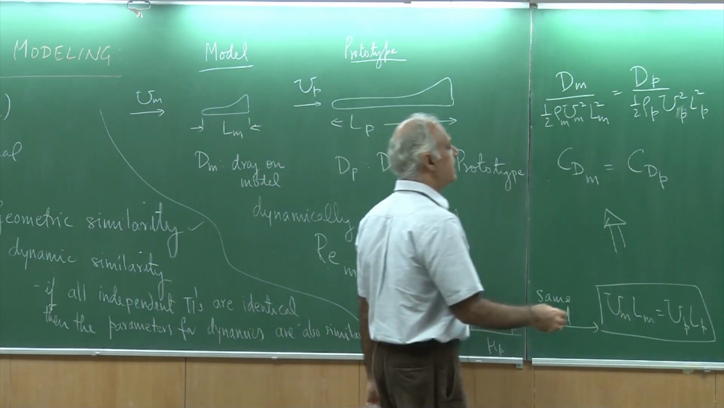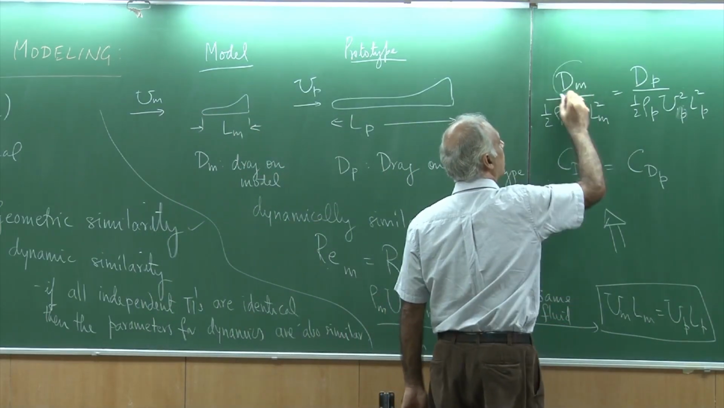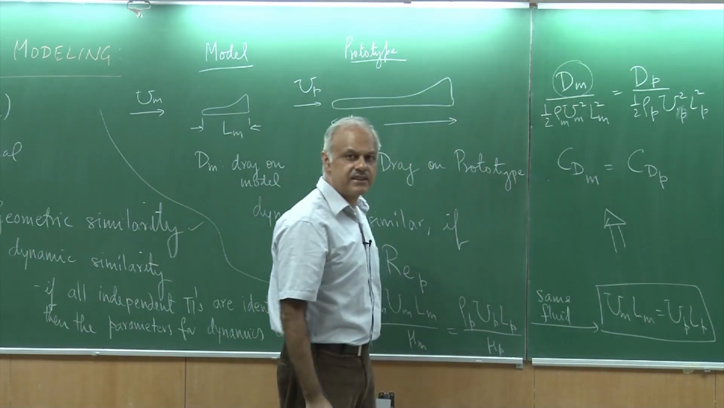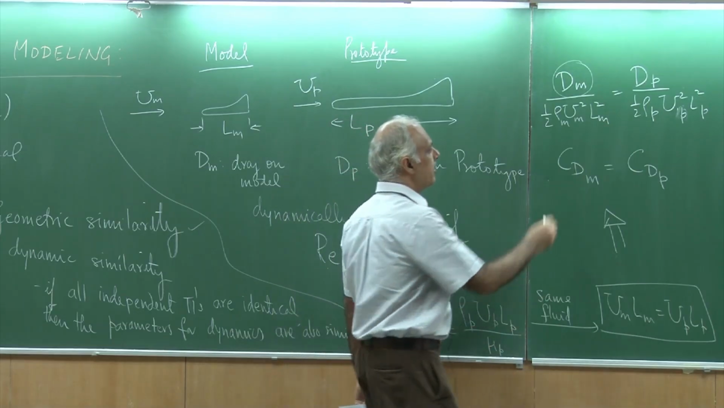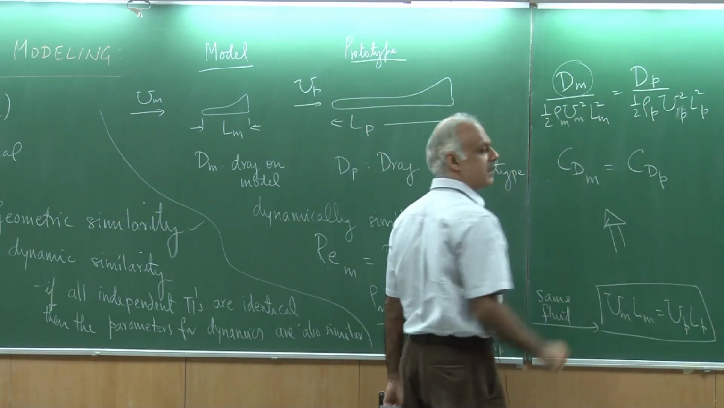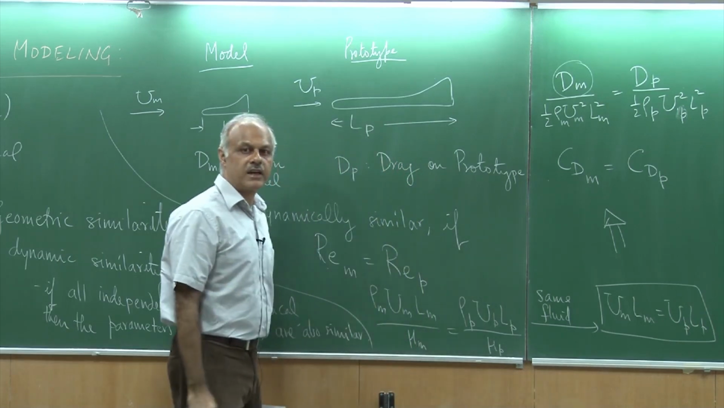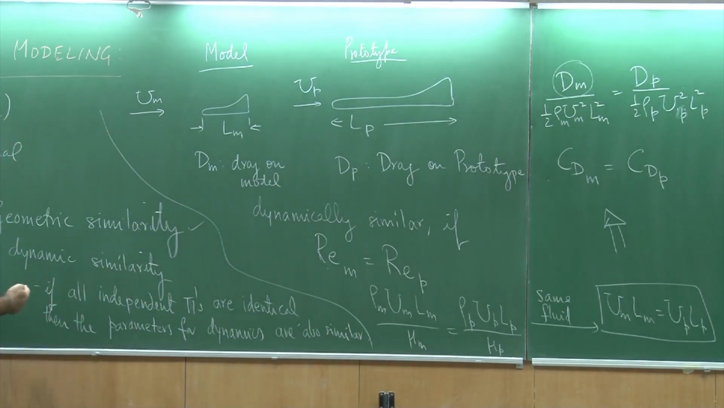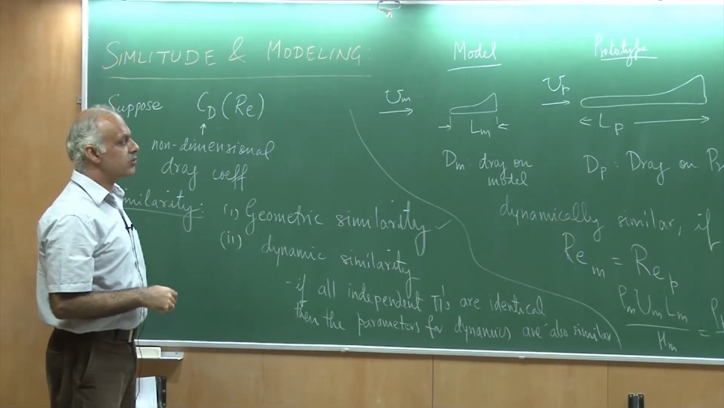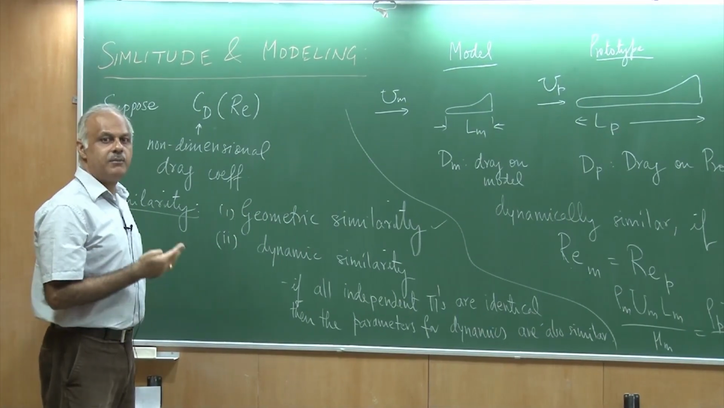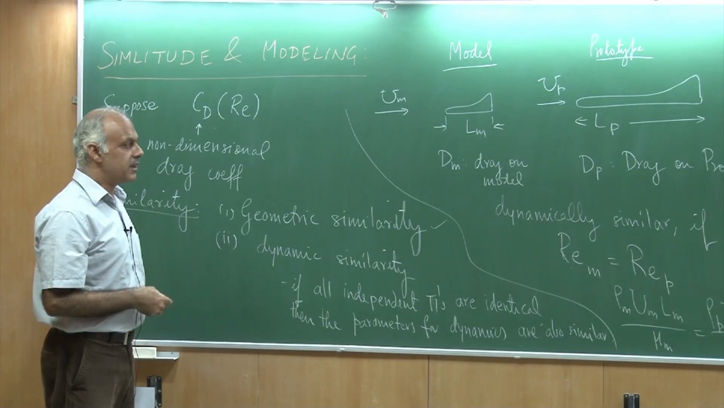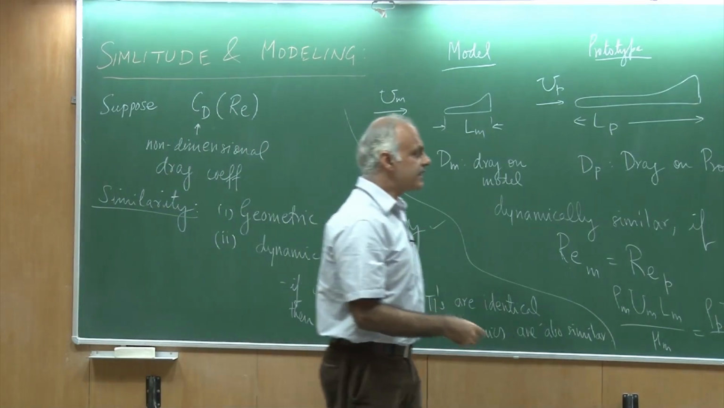And if I make measurements by doing an experiment on the model, then I will be able to measure the drag on the model, and because I know everything else now, I can estimate what would be the drag on my prototype. So you can see now the relationship between similitude and modeling. To get the right kind of modeling, I must look at the right kind of similarity and the right kind of similar parameters. Let us look at some examples.